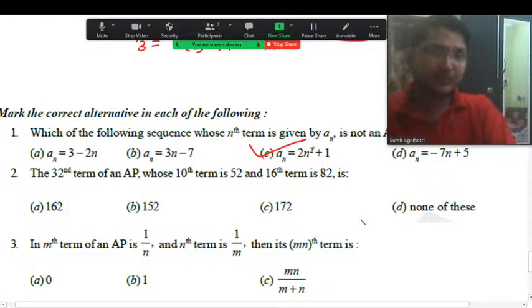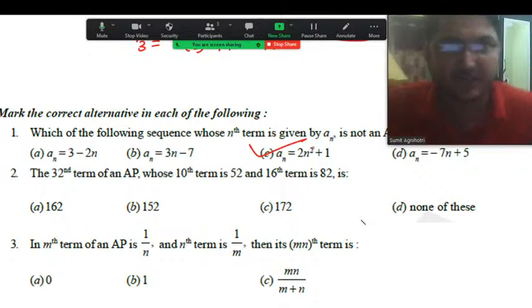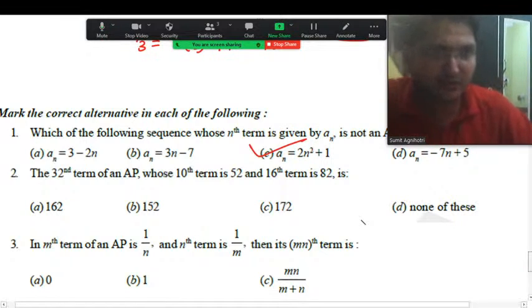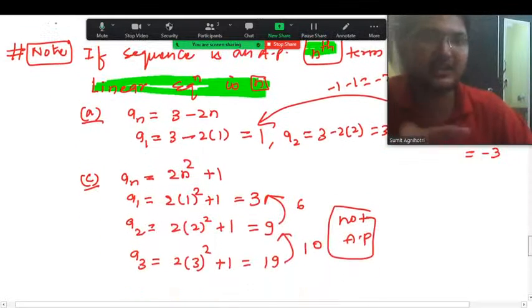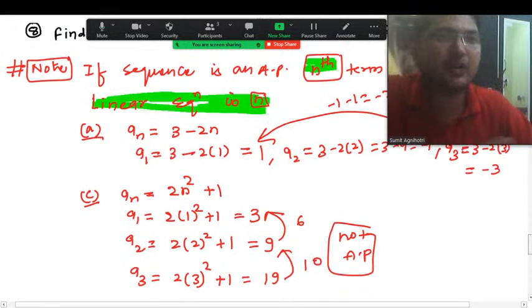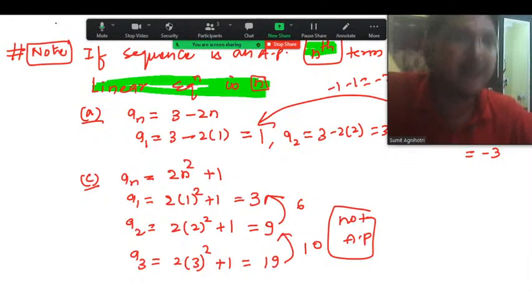Is it clear why I have concluded that it's not going to be an AP? I think you must be clear with this now. I have told you by substituting values that the common difference is not the same if I assume the nth term as a quadratic equation. That's why it's not allowed to consider the nth term as quadratic or cubic or biquadratic or something else; it should be only a linear equation if we want to define an AP by considering any nth term.